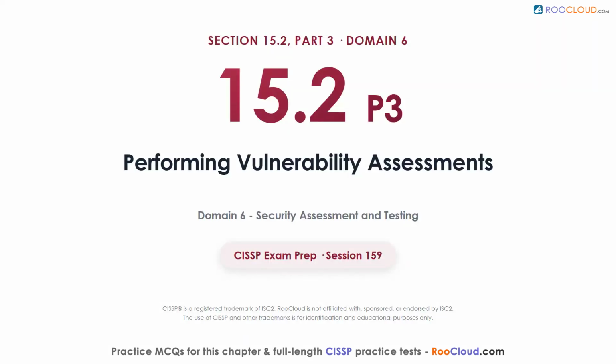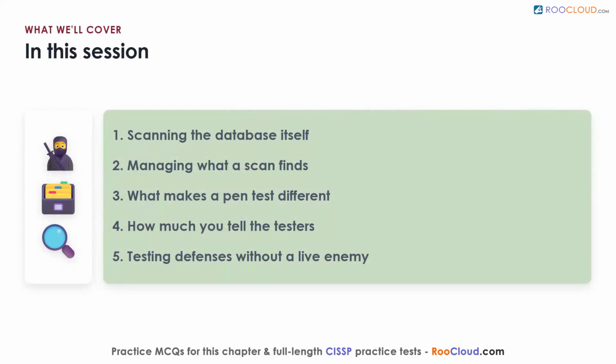Welcome to section 15.2, part 3. This is the 159th session of the CISSP exam prep series. This part finishes the assessment tour by moving from finding flaws to actively exploiting them. In this session, we'll cross the line from spotting weaknesses to attacking them on purpose.